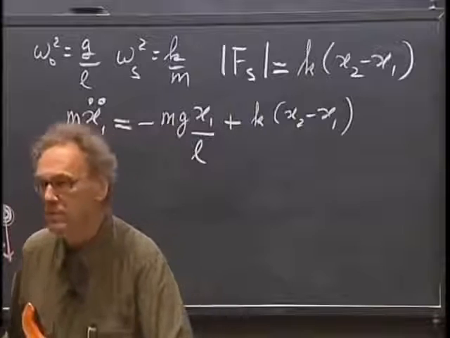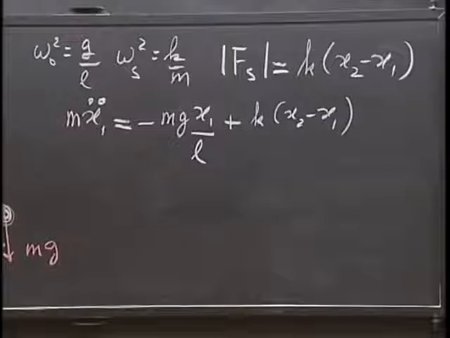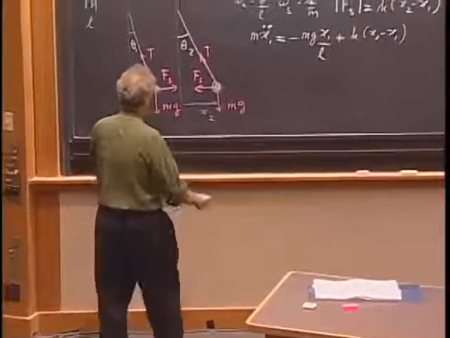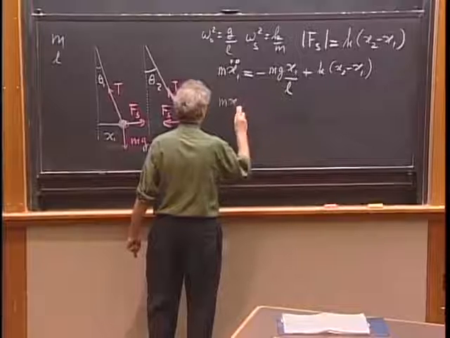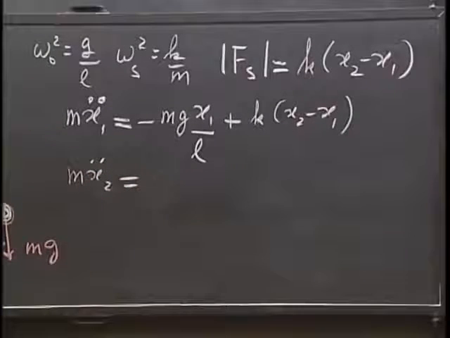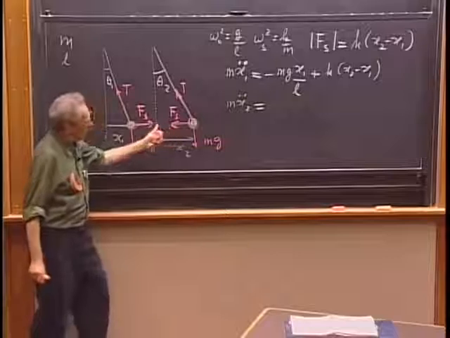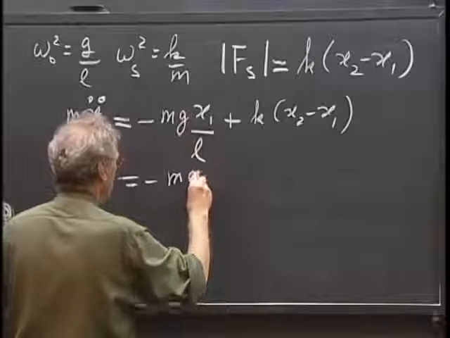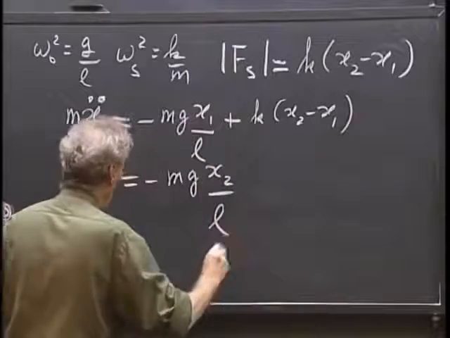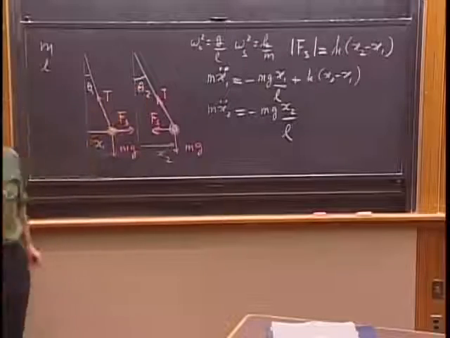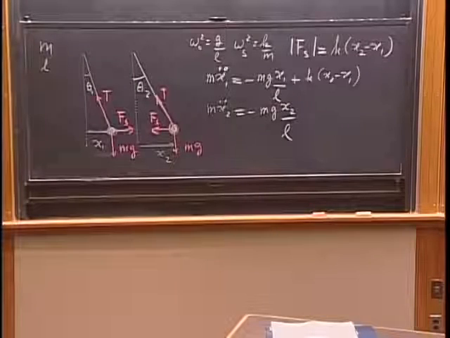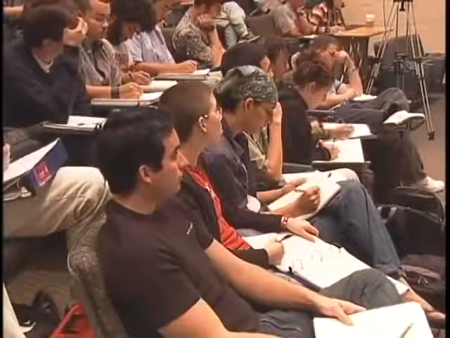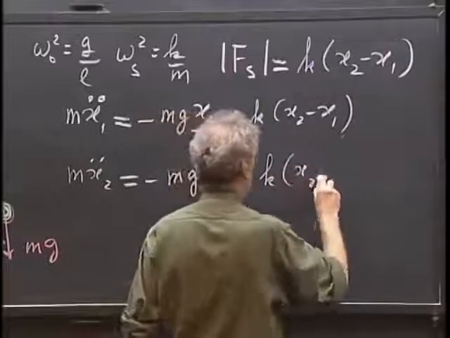So look at this. Signs are very important now. Very important. And the next one, mx2 double dot, it has again the restoring force due to the pendulum, which is minus mg x2 divided by L, because it's the sine of theta 2 now that comes in. And now it has the spring force, which now has a negative sign. And so now we get minus k times x2 minus x1.